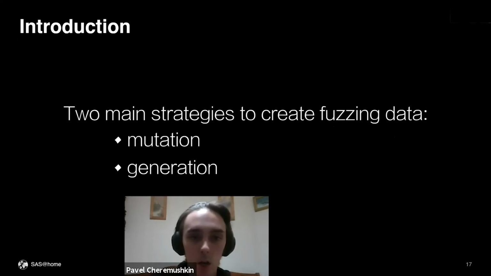Okay, so input is optional, as you have seen on the previous slide, because there are two major strategies for fuzzing data. Mutation and generation. Let's cover generation first.